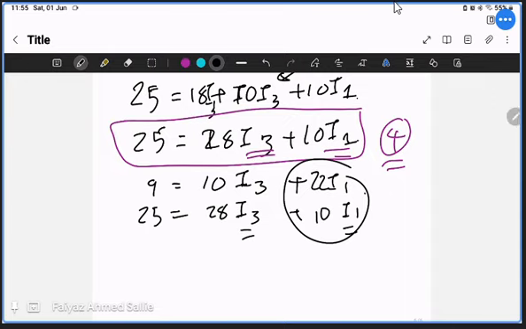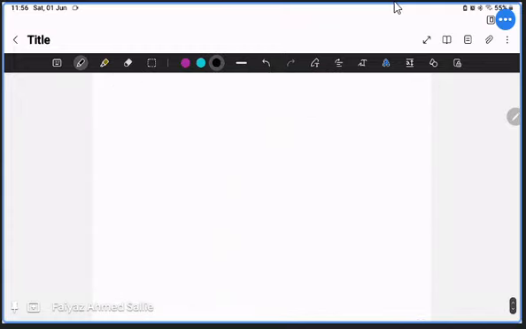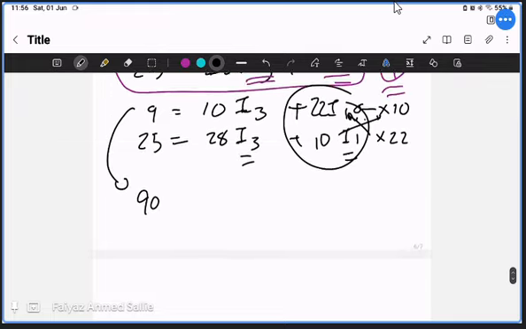So let's multiply this by 22 and let's multiply this by 10. Can you see what I'm doing, right? I'm making it 10 and 22. So I'm doing it like that, right? So we're going to multiply it out. So we got 90. Okay. Page.